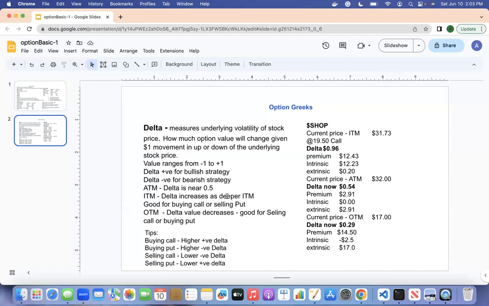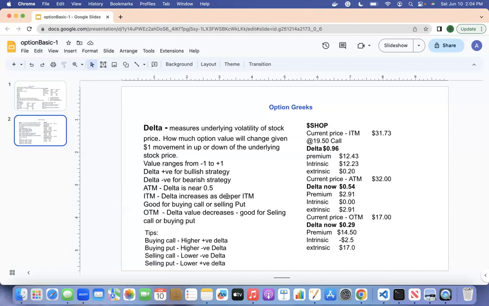So selling a put and out of the money is another thing: out of the money, the delta value decreases. So that is good for selling a call and buying a put. The lower the delta, the better the chance of actually making a profit. So when you are selling a call or buying a put, in this case you will choose delta values that are lower. Traditionally, the lower the delta goes, the lower your premium will be.